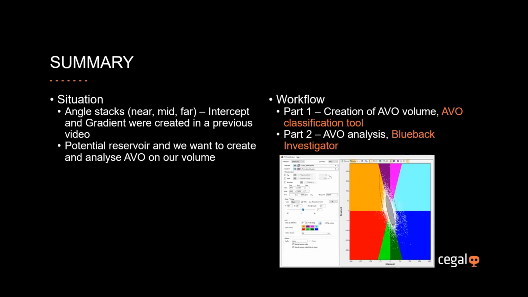So today's summary. The situation is we have anchor stacks for our project. We have near, mid, and far. Intercept and gradient were created in a previous video. So what we want to do now is to see if we have a potential reservoir and we want to create and analyze AVO on our volume. So the workflow will follow two parts. The first one, we're going to create the AVO volume using the AVO classification tool. On the second part, we will do the AVO analysis using Blueback Investigator.